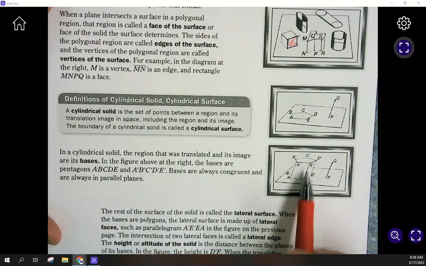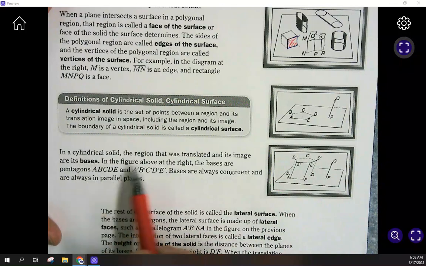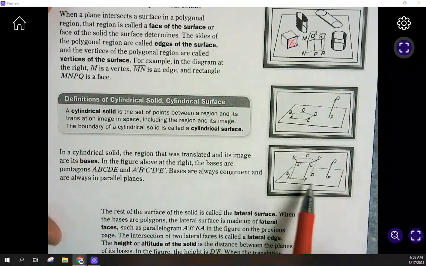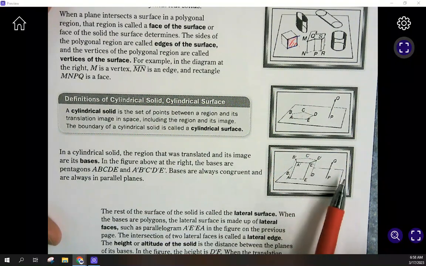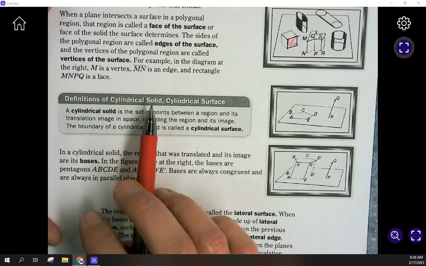And so those are going to be called the bases. The region that we started with that was translated, the top and the bottom of this prism, is what you would consider the base. And those bases are then connected by all of these lateral faces. We'll get into that vocabulary, but that's what a cylindrical solid is.